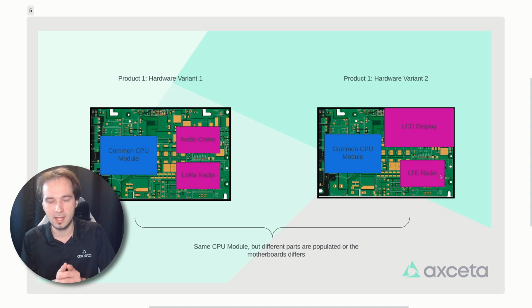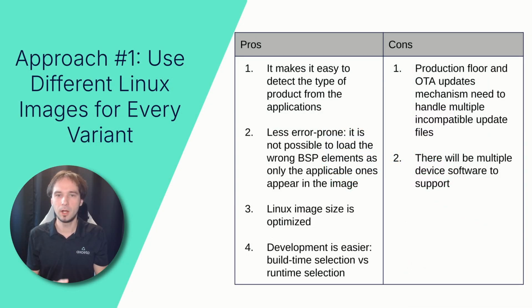So we'll address how we can develop a Yocto image for these products that is as efficient as it can be. There are a few approaches for addressing this kind of context, and we'll dig into the two most common ones. First would be to generate different Linux images for every variant. So every Linux image has the correct configuration for the hardware variant it is running on.